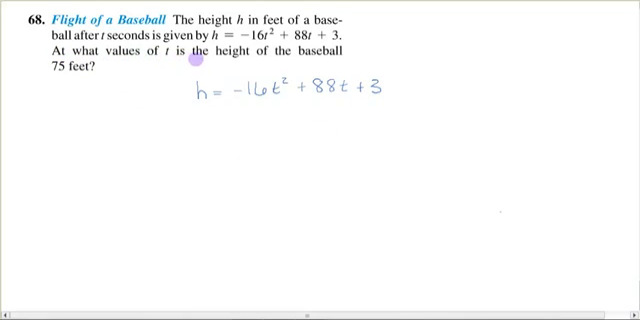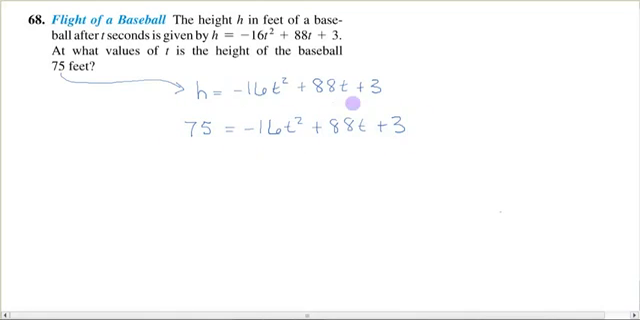At what values of t is the height of the baseball 75 feet? So they're saying that the height is 75 feet. We can replace our h with 75. So 75 equals negative 16t squared plus 88t plus 3. Now if I solve this, I bet I can find those values of t when the height of the baseball is 75 feet.